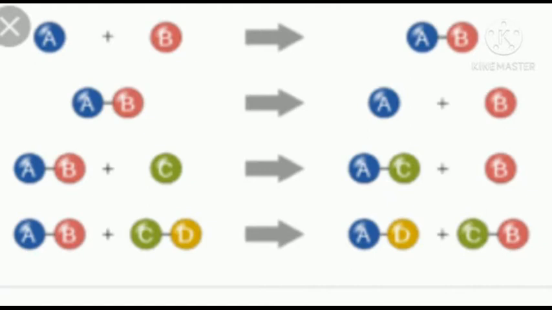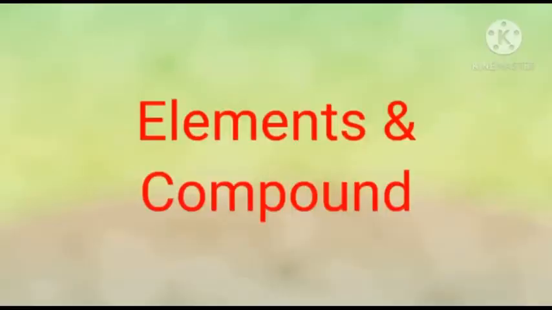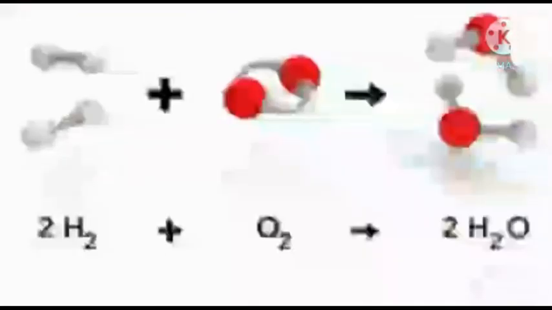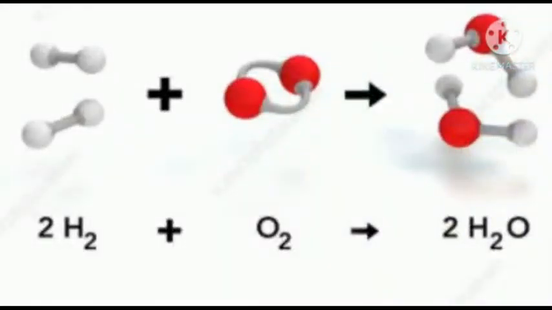The substances that undergo the chemical change are called reactants. And after completing the reaction, the new substance or substances formed are called the product. So students, always remember, both reactants and products are pure substances, that is elements and compounds. For example, hydrogen reacts with oxygen, it forms water. So hydrogen and oxygen are the reactants and a new substance is formed, that is water.